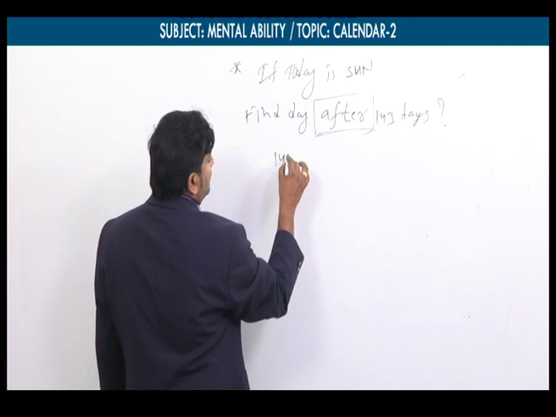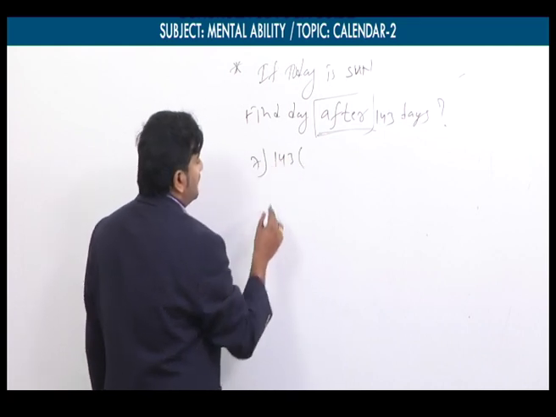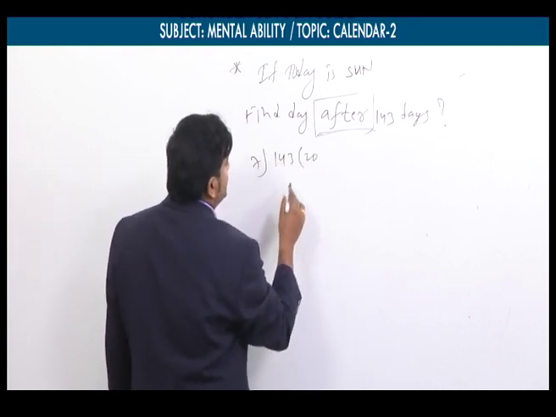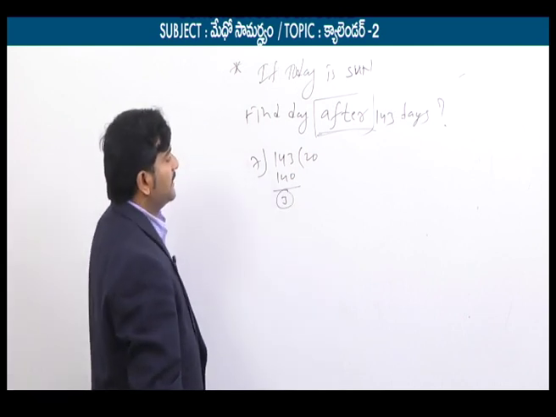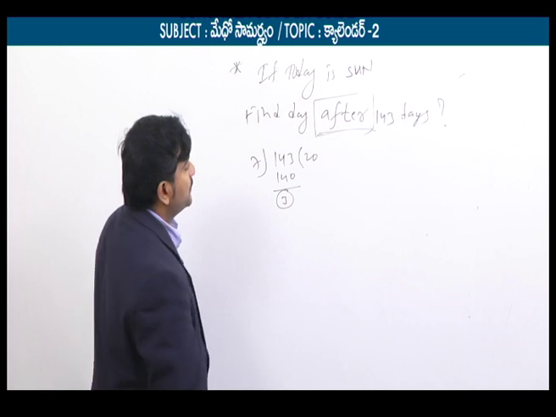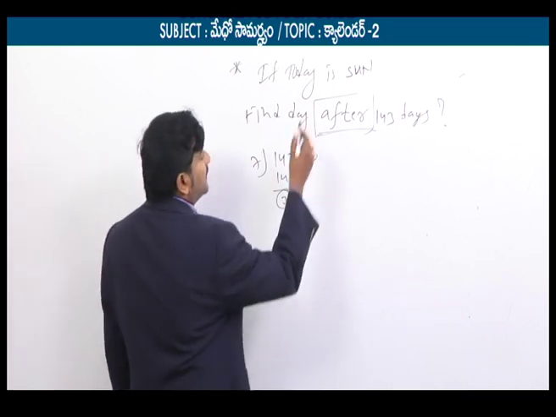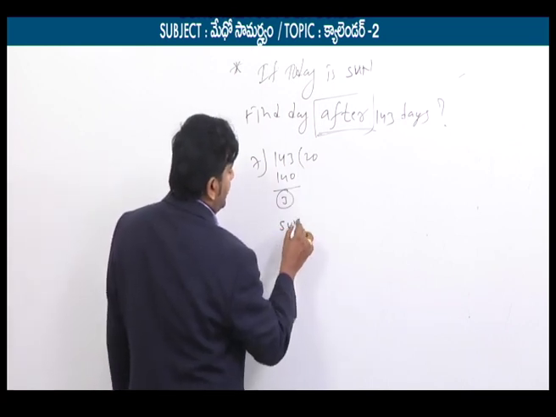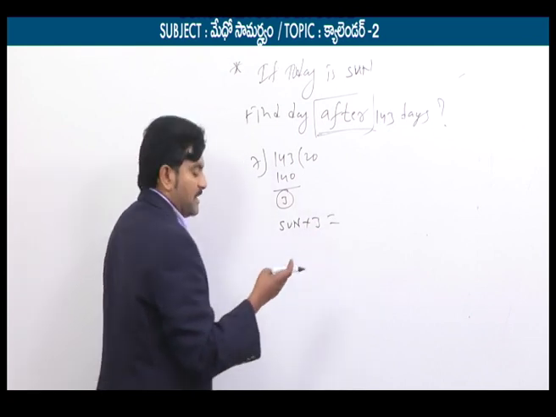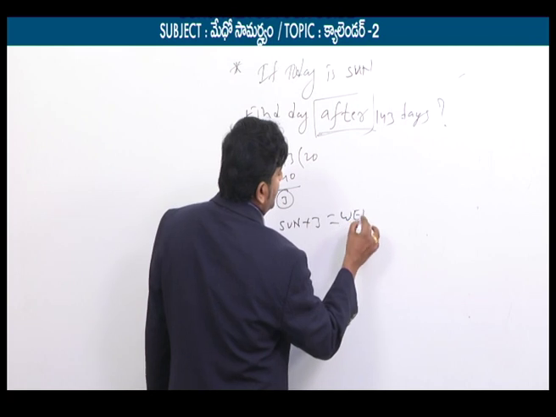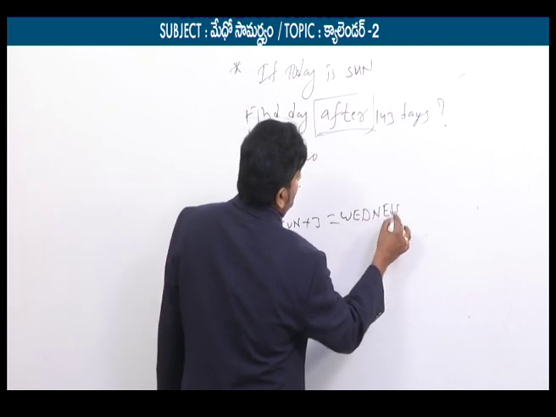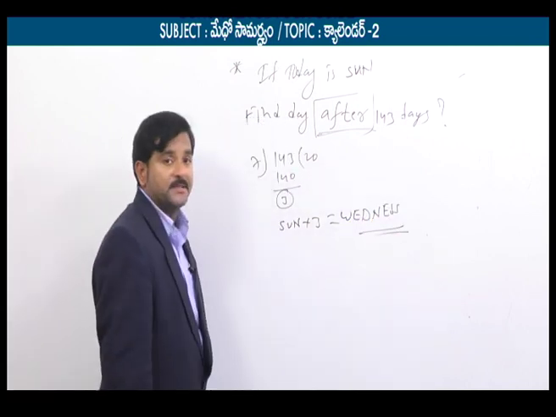Dividing 143 days by 7, 7 20s are 140, 3 is the remainder. Again I am getting remainder 3 only. No issue. We have to add these 3 days to Sunday. Sunday plus 3 days means Monday, Tuesday, Wednesday. Therefore, you will get Wednesday.